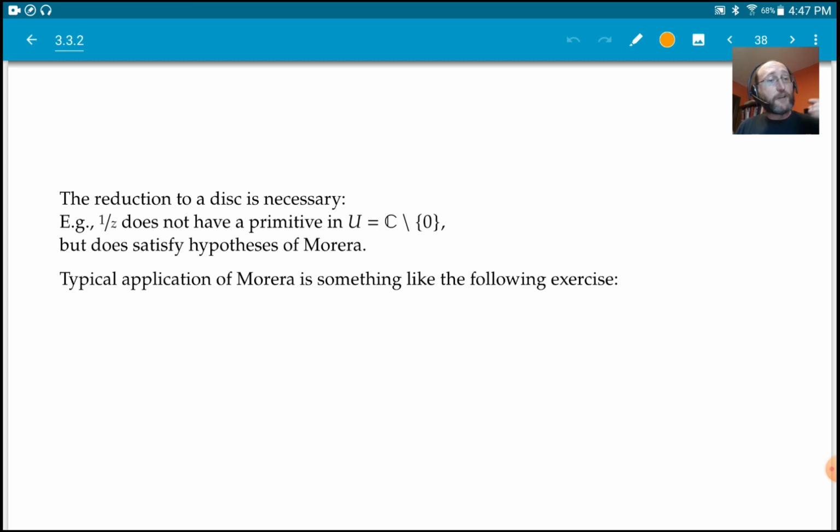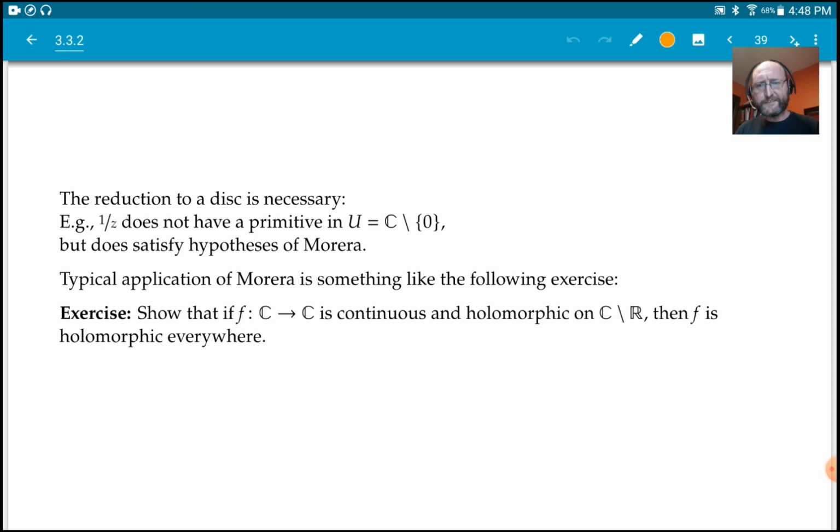All right. Now, a typical application of Morera is something like the following exercise. That is sort of a typical exercise in any section on Morera in a book on complex analysis. Start with a continuous function on C, and suppose that it is holomorphic outside of the real line. So on C minus R, it's holomorphic and it's continuous everywhere. Show that it's holomorphic everywhere.